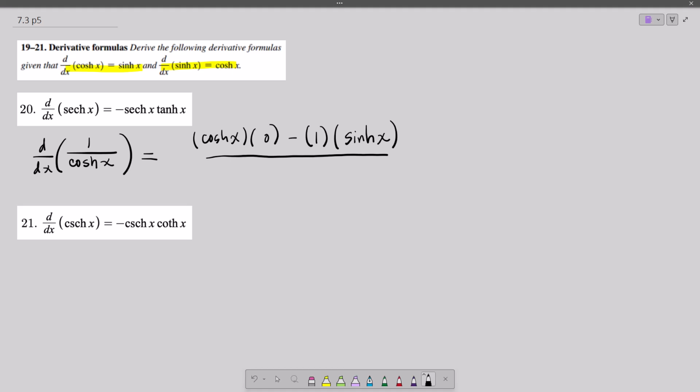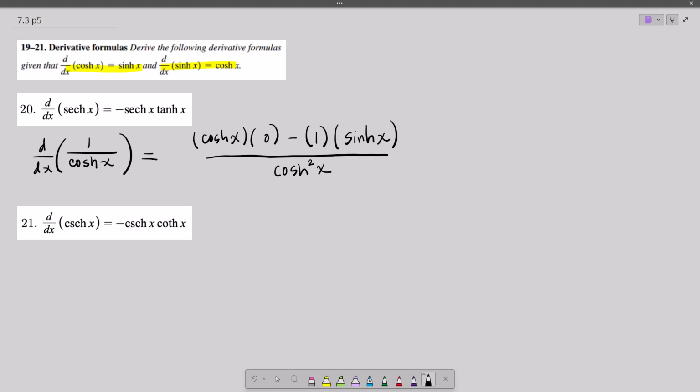Is that the acronym or the expression most of you use for the quotient rule? Low d high minus high d low, divided by low squared? Is that familiar? Yeah. So that's how I'll do it in here. There are some other acronyms that some people use. And then you divide by low squared, so cosh squared.